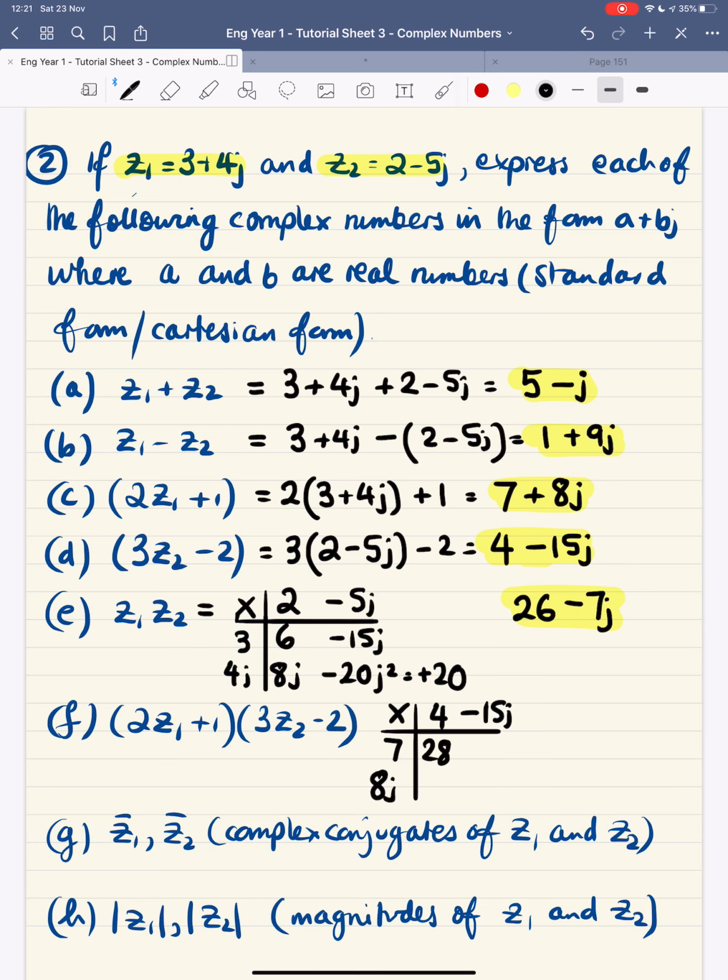So it's 28. 7 times 15 is 105. 8 fours are 32. 15 times 8 is 120. So it's minus 120j squared, which is actually plus 120. So our answer is 28 plus 120 for the reals, 148, and 32, do this on a calculator, minus 105 for the imaginaries, minus 73j.